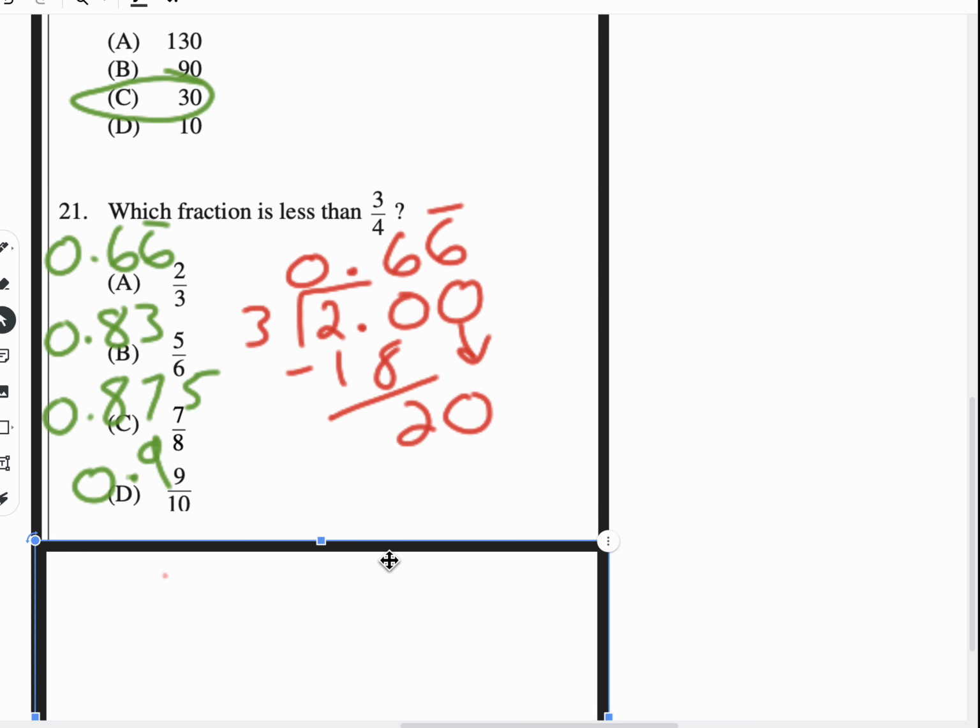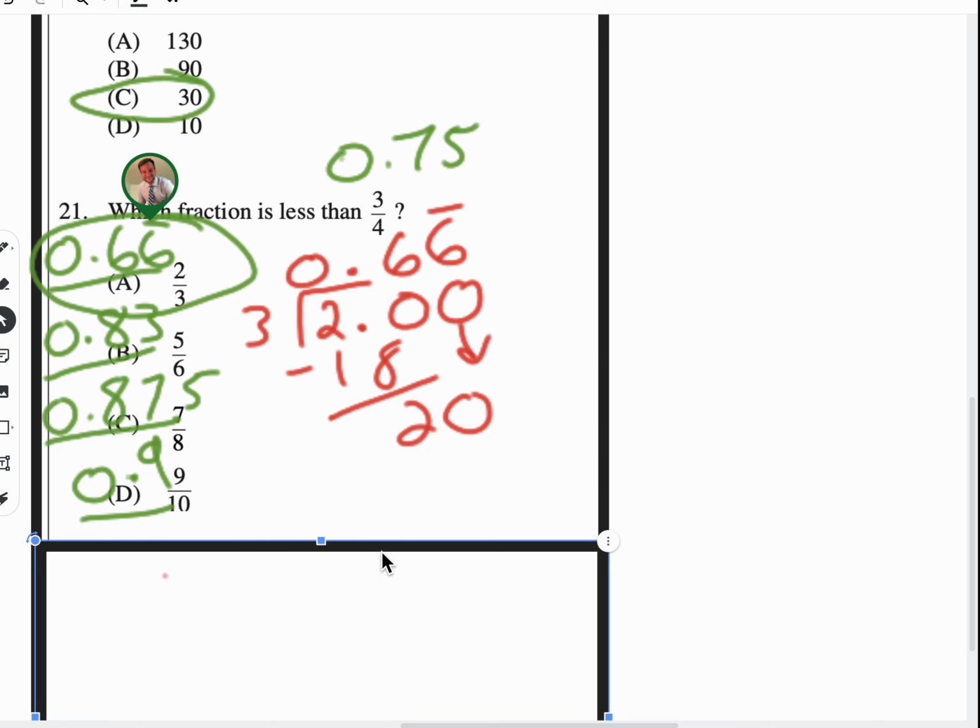Now we can compare. Which is less than 3/4? We only have one here that is less than 3/4. 3/4, by the way, is 0.75. So 0.66, or A, 2/3, is our answer.